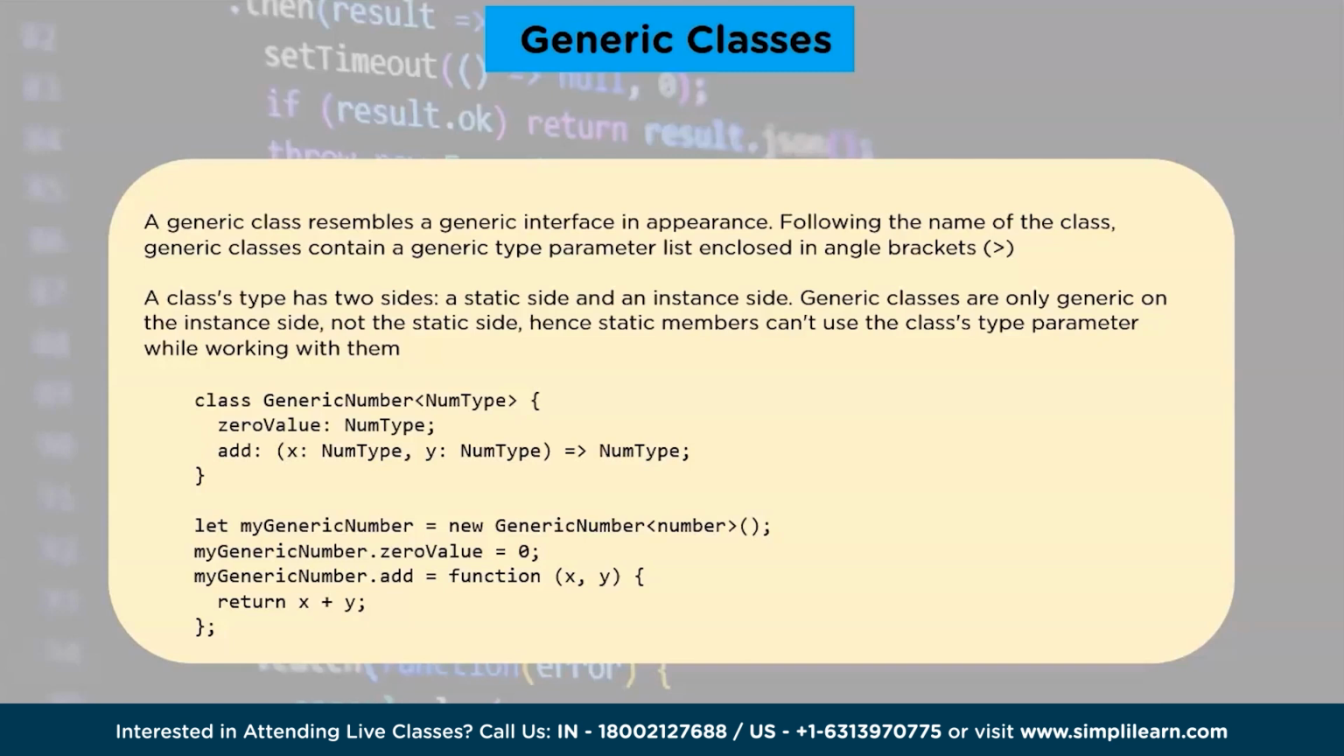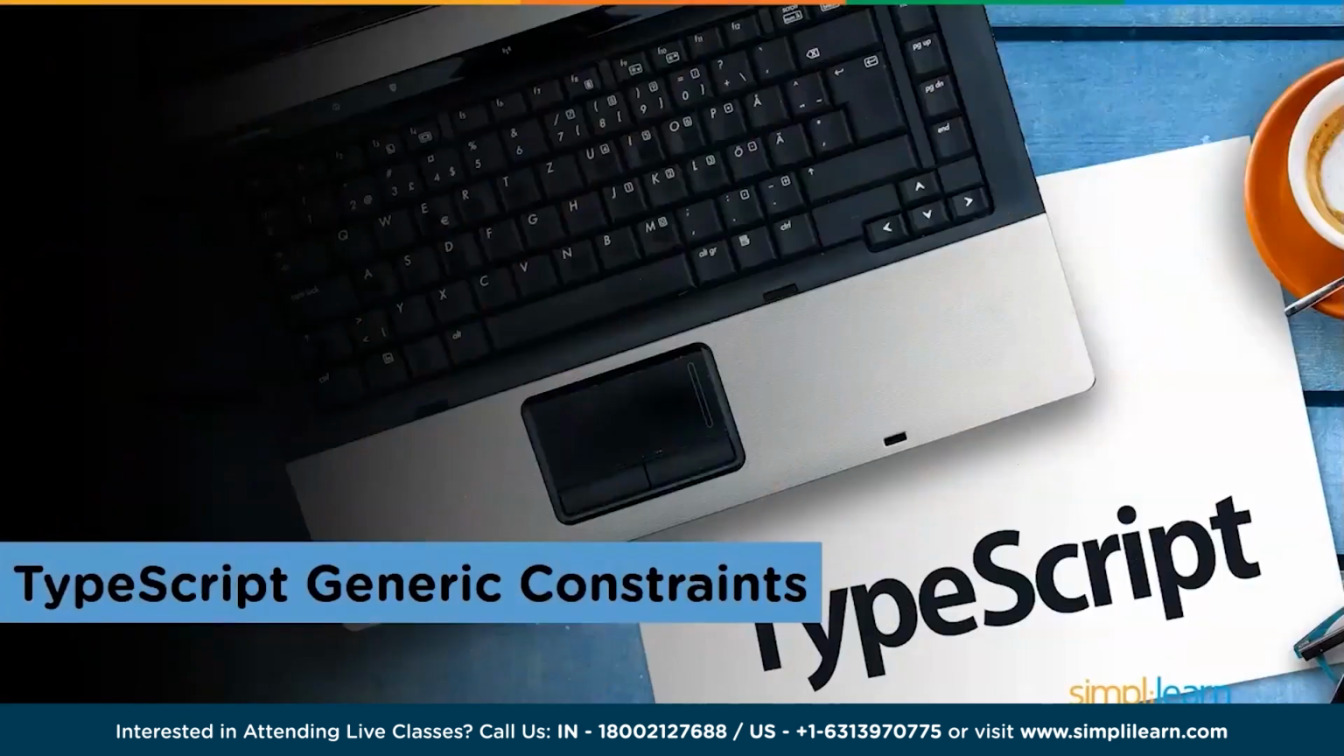Putting the type parameter on the class itself, like the interface, ensures that all of the class's property functions with the same type. TypeScript generic constraints.